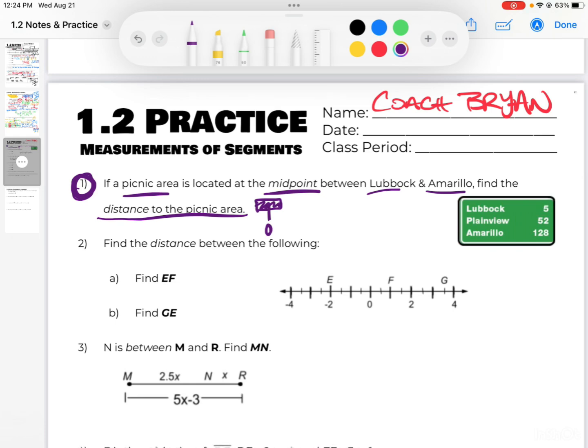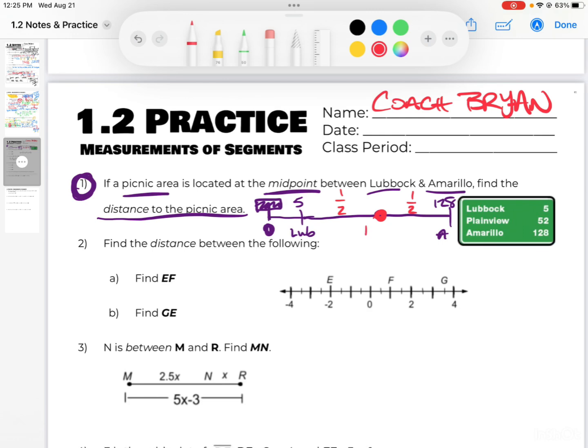This sign right here is telling you that from you, Lubbock is 5 miles, and that if you go all the way out to Amarillo, you have then traveled 128 miles. That's from where you're standing right now, okay? So the picnic is halfway between them. It's not halfway between you and Amarillo, it's halfway between Lubbock and Amarillo. And so what you need to do is find out, if this is half and this is half, where is this point located?